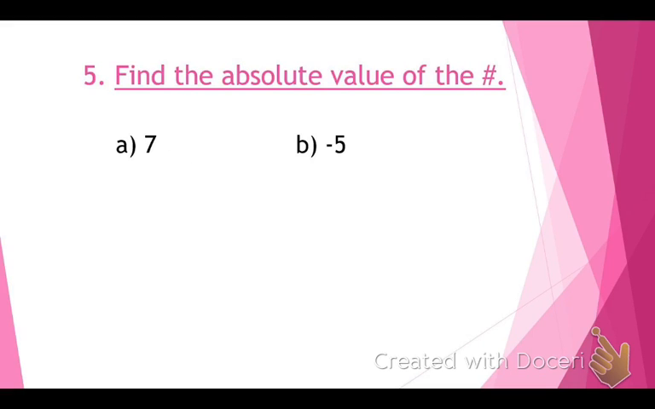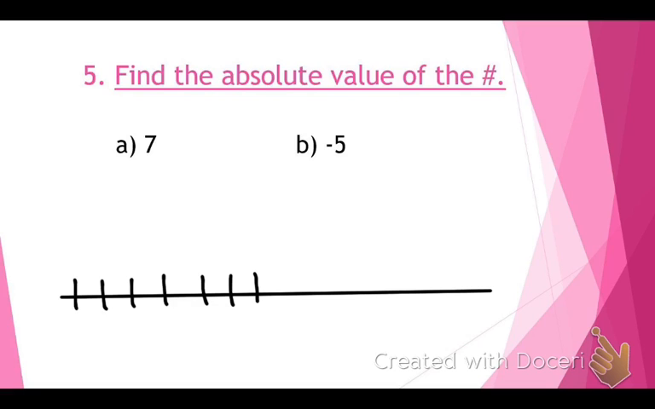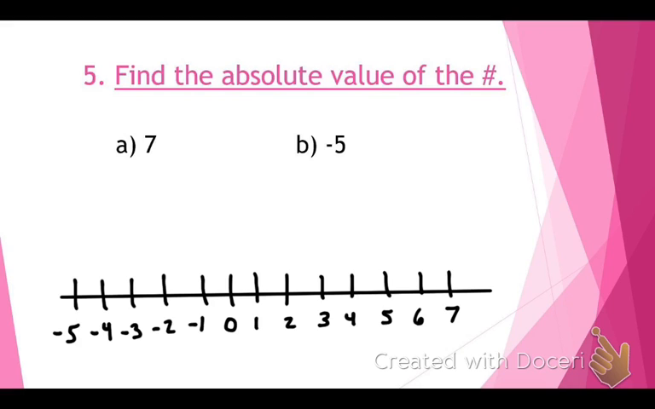Number 5 is asking us to find the absolute value of the number. How many of you remember what absolute value means? Jakari, what does absolute value mean? How many spaces or numbers it is away from 0. Very good job. So just imagine a number line. How many spaces away from 0 is 7? 7, okay? So if you're jumping all the way over to 0, you have to hop 7 spaces, okay? So the absolute value is 7.